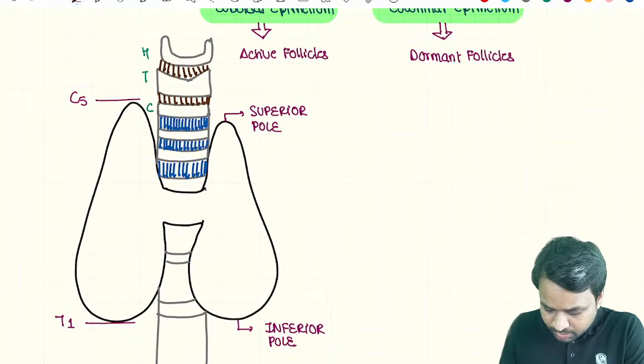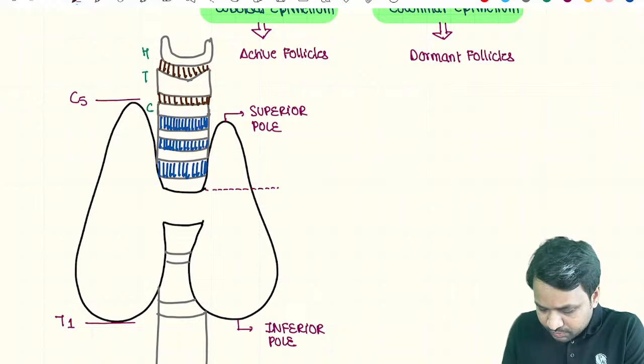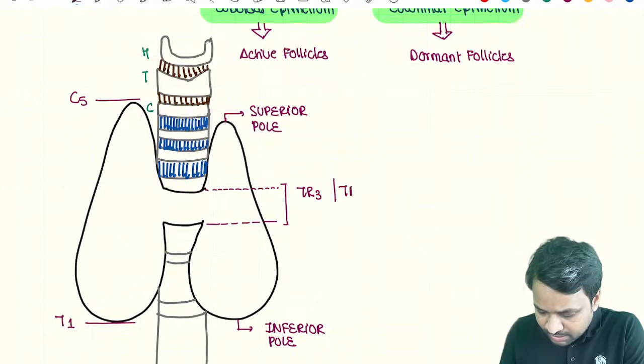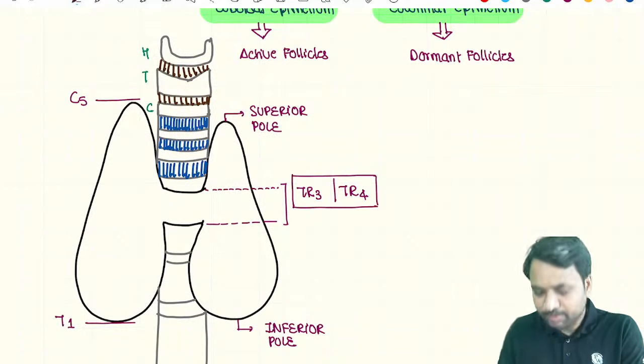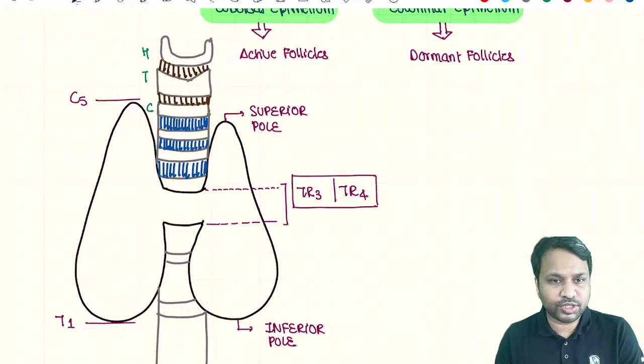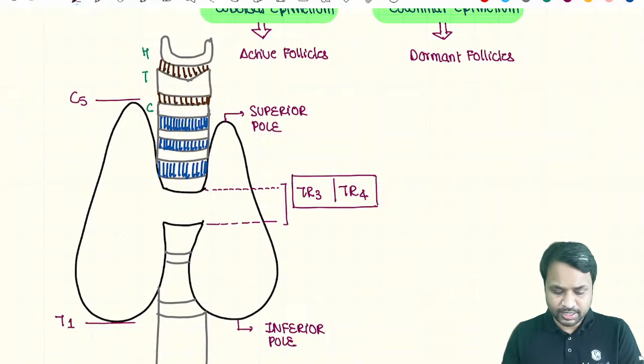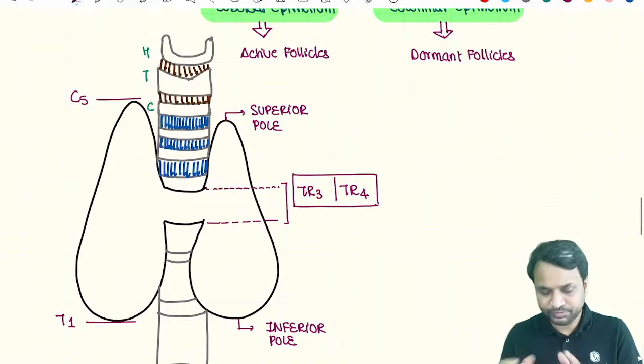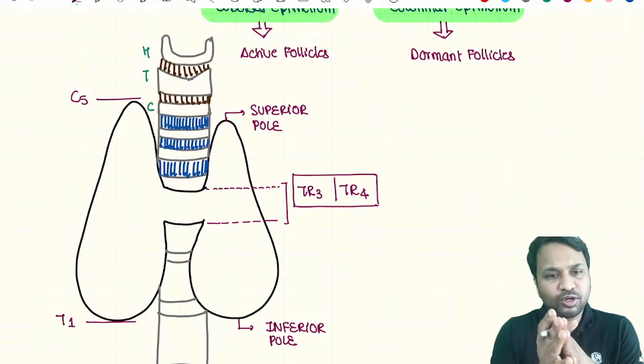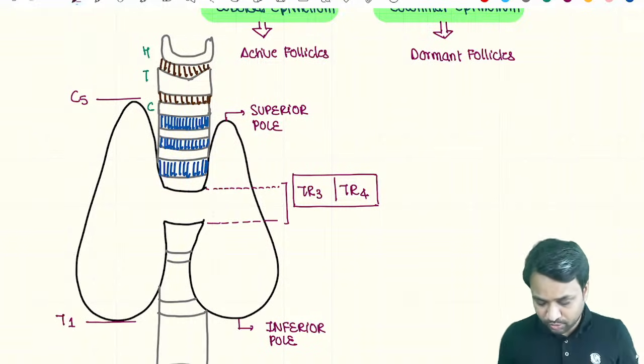Now, when you talk about the isthmus of the thyroid gland, it is present between the third and the fourth tracheal ring. So it is seen in the third tracheal ring as well as the fourth tracheal ring. TR stands for tracheal ring. So the isthmus occupies the third and the fourth tracheal ring, right? So this is the surface anatomy of the thyroid gland that you must be aware of.